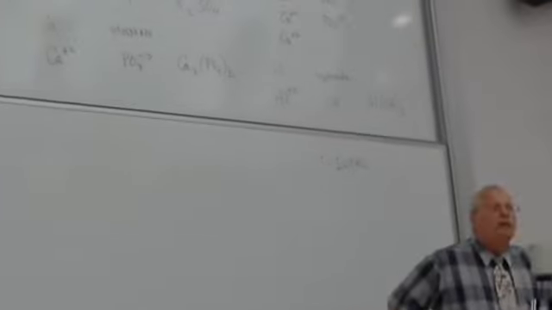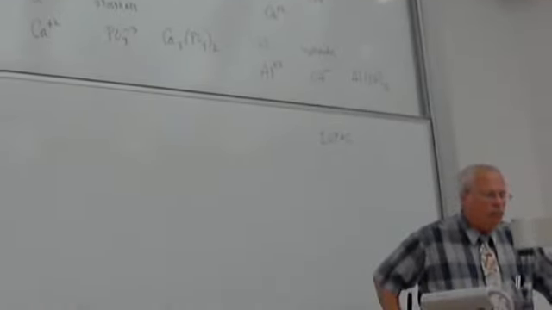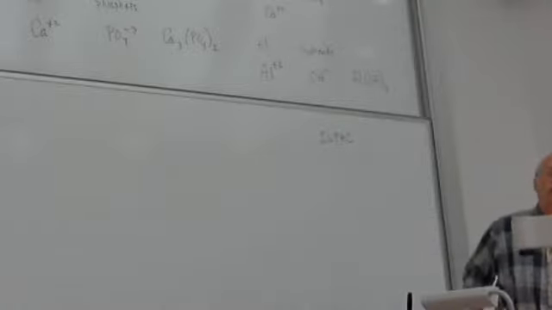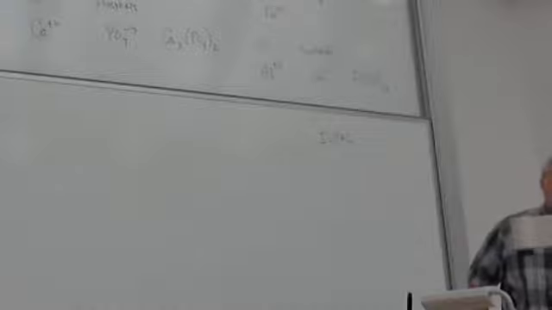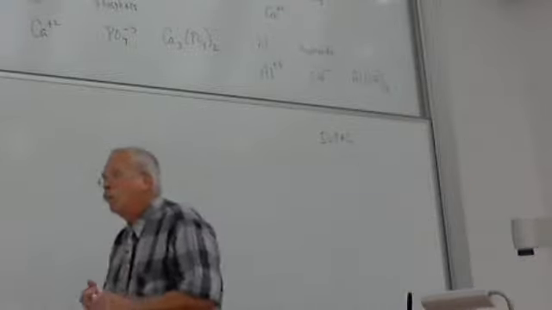The second name varies a little bit. If it's a binary compound, what's a binary compound? Binary compound means 2 and only 2 elements. Then what we do is we change the ending of the second element to IDE. If it's a binary compound, we change the ending of the second element to IDE.